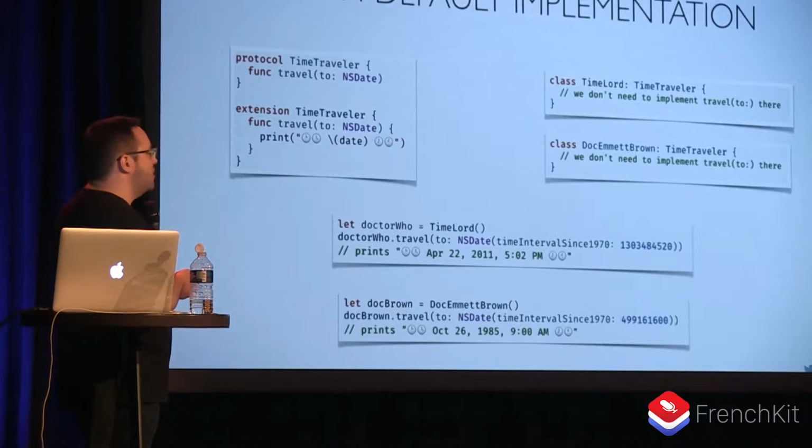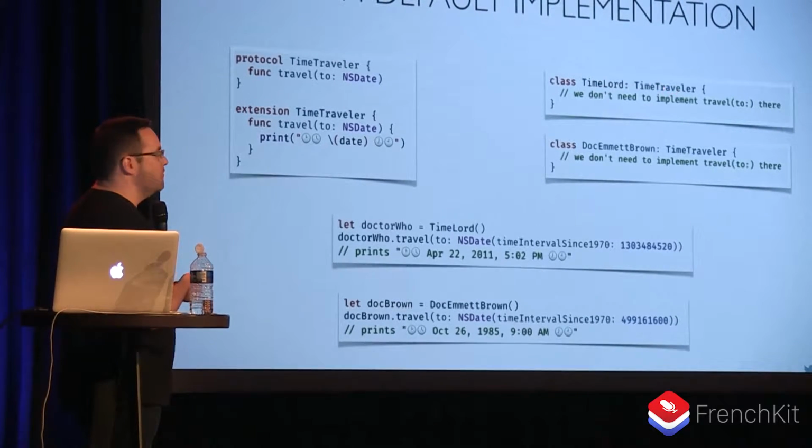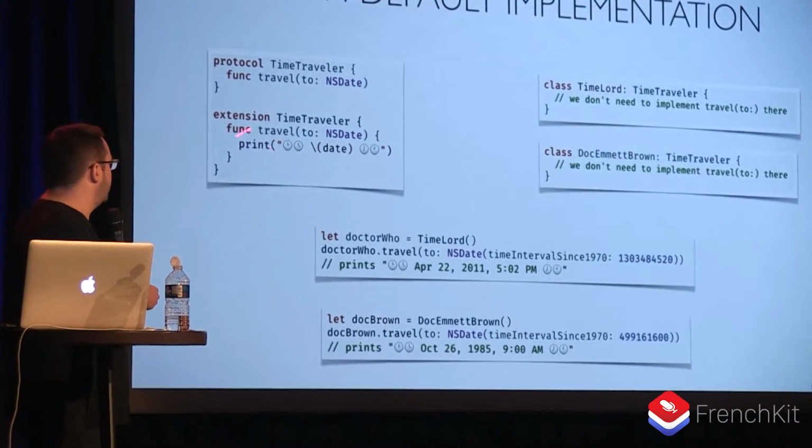So if you look a bit closer at these examples, you'll see that it kind of looks like inheritance, because you mark that a time lord is actually a time traveler and you will get the implementation from a common implementation there. So it kind of looks like inheritance, but it actually is protocols with different implementations. So you don't have all the drawbacks of the inheritance problem.